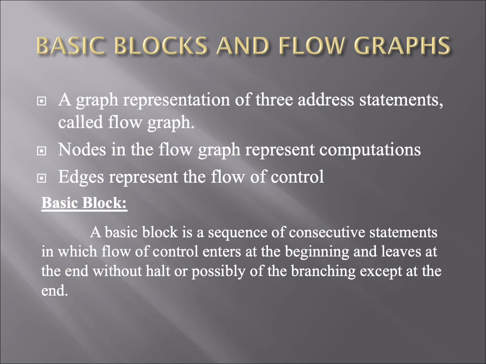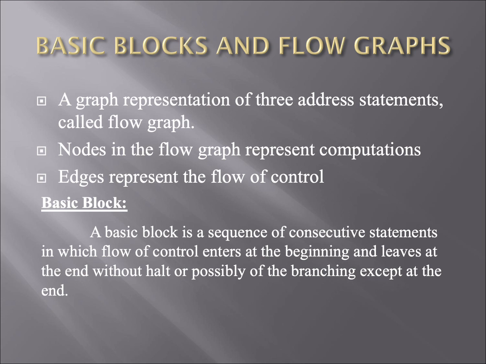Every node in the flow graph represents some form of computation, and the edges in this flow graph represent the flow of control of the program. So how you form the flow graph is, first we write the three address code for the given piece of code, and we divide the given three address code into different blocks, and every block will form a node of the flow graph.